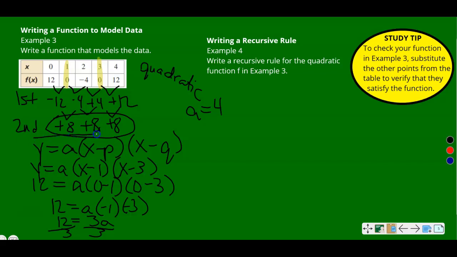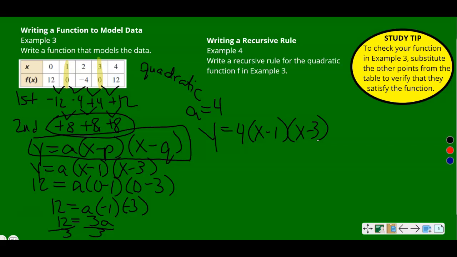All right, once we know what a is, we have a and we have our intercepts, so we can take this general formula now and plug in a, p, and q, and that gives us an equation. So y equals 4 times x minus 1 times x minus 3. That's an equation in intercept form or factored form, but let's write it in standard form.